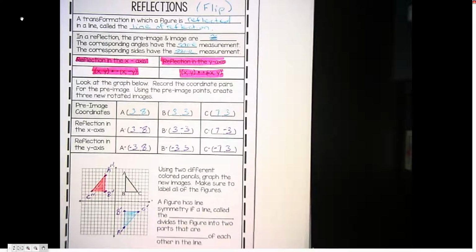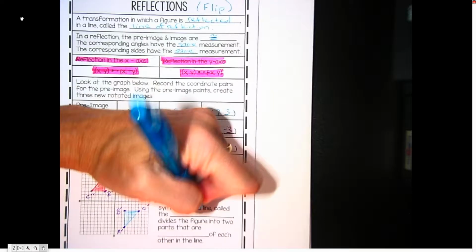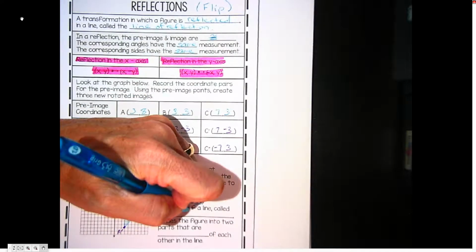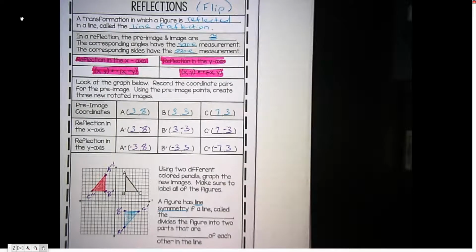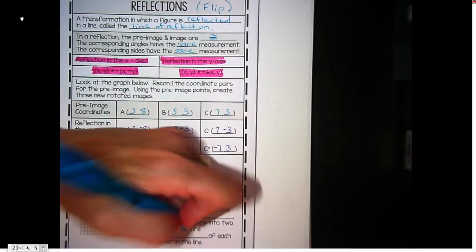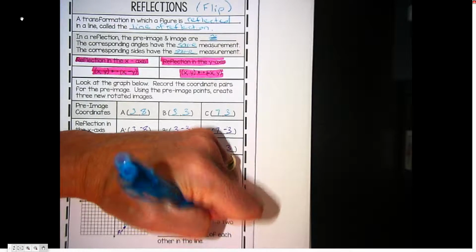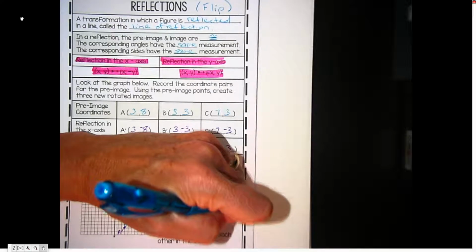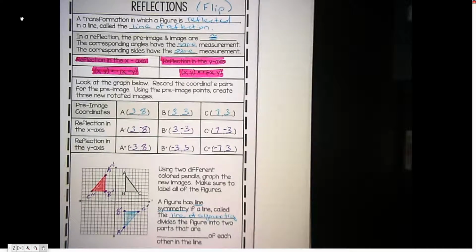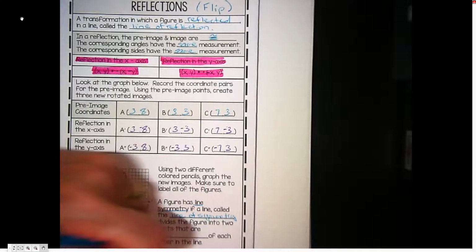Okay, so there's a couple more blanks on this sheet that we need to fill out, although we're not going to work on them too much. The first one is a figure has line symmetry. Line symmetry, that's kind of an important term that we're not going to work with too much right now, but let's go ahead and talk about that. A figure has line symmetry if a line called a line of symmetry divides the figure into two parts that are reflections of each other in the line.